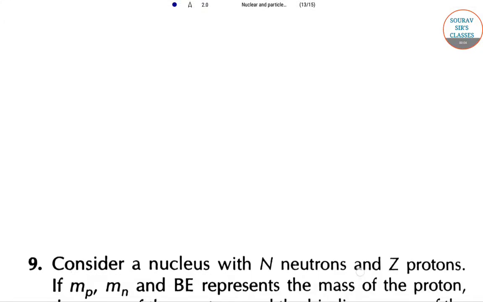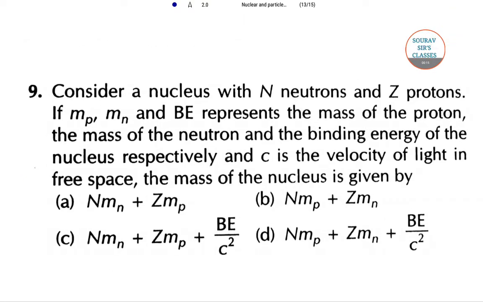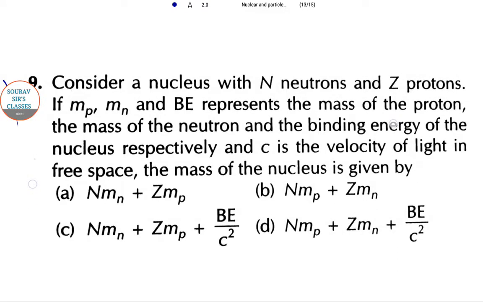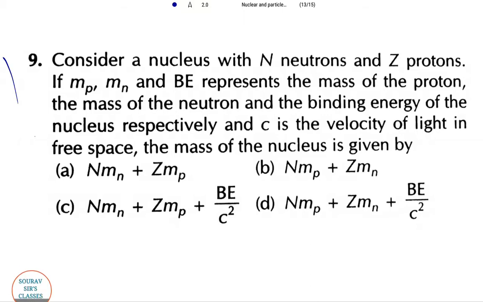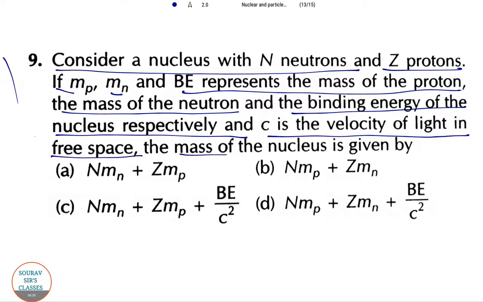Let's discuss something regarding nuclear physics. Consider a nucleus with N neutrons and Z protons. If Mp, Mn and Be represent the mass of the proton, the mass of the neutron and the binding energy of the nucleus respectively, and C is the velocity of light in free space, the mass of the nucleus is given by which of the following: N Mn + Z Mp, or something involving Be?